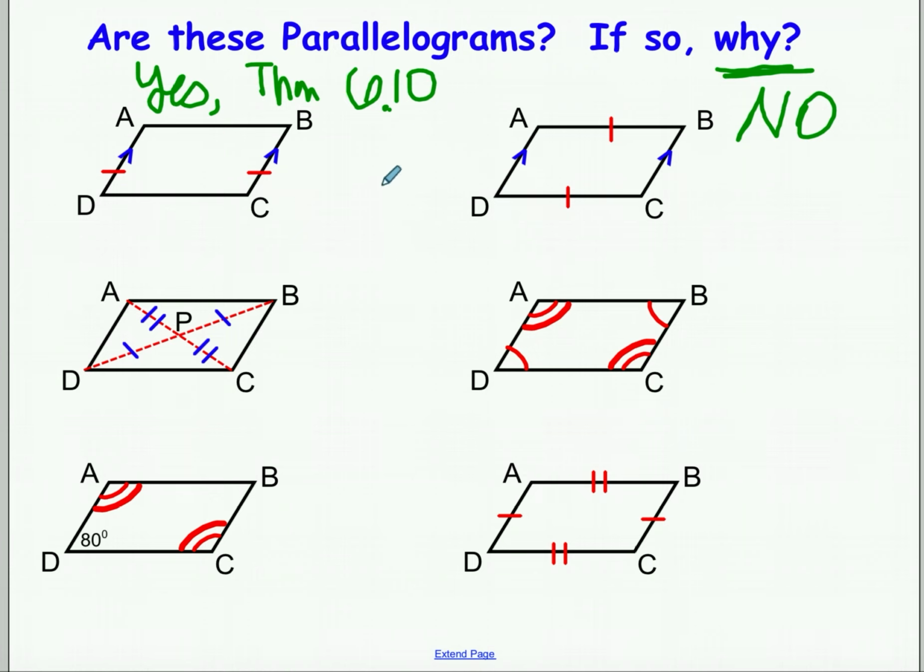There's the idea. I want you to continue through and do all of these, and when you're done, make sure you list the theorem why, and then come and check those with me. Thank you.